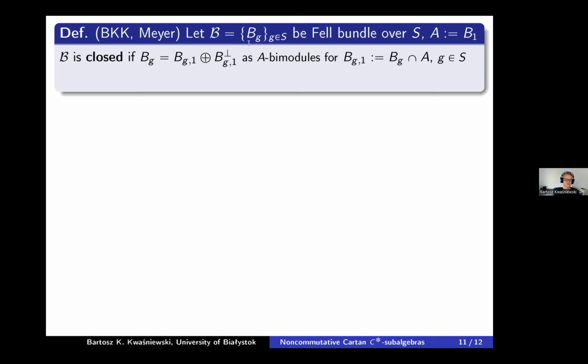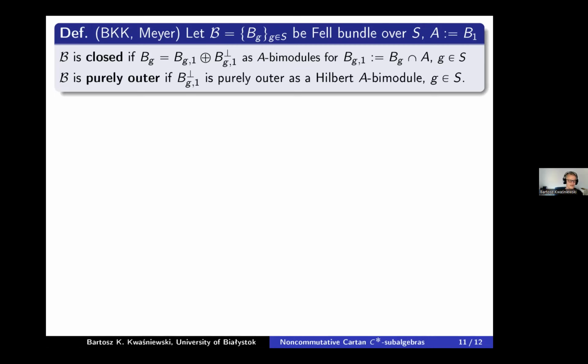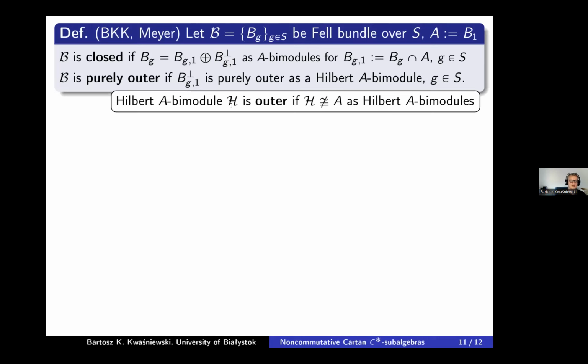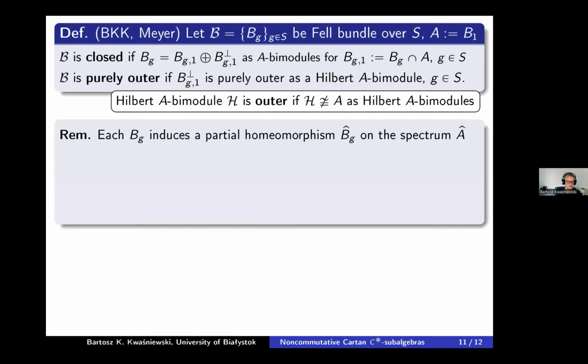This corresponds to the Hausdorff-ness assumption for groupoids. And the second condition, having no non-trivial virtual idempotents, goes under the name pure outerness. We want the Fell bundle to be purely outer, in the sense that each non-trivial part is purely outer. And this notion of pure outerness for Hilbert bimodules is now well established. A Hilbert A-bimodule is outer if it is non-isomorphic to the trivial Hilbert A-bimodule, and it is purely outer if any restriction to any ideal is outer. So this condition is now well understood.